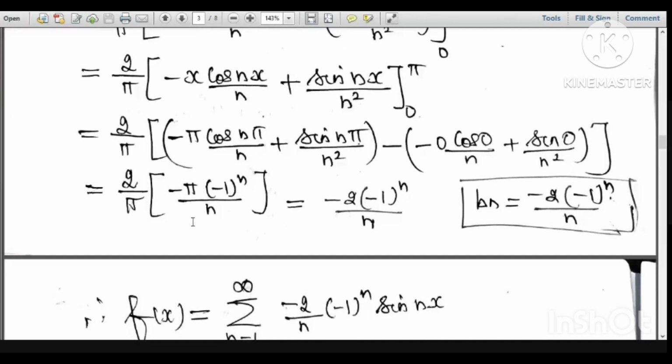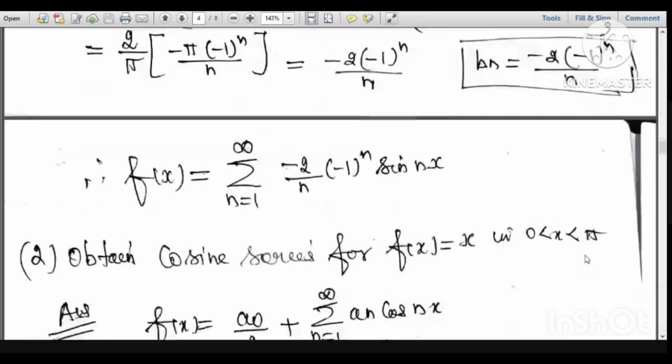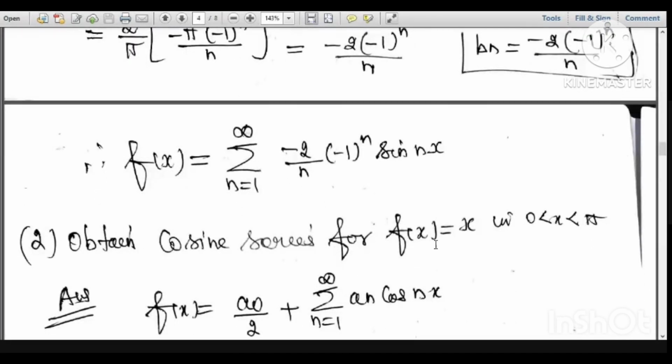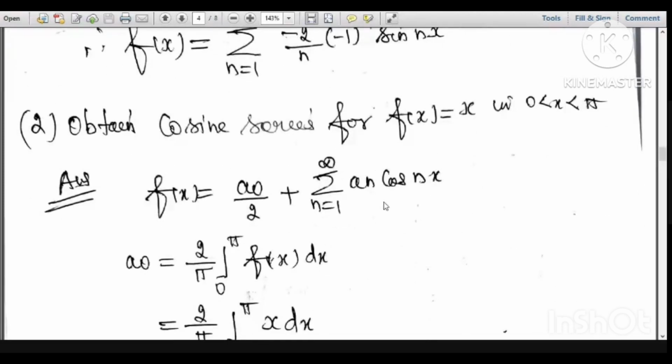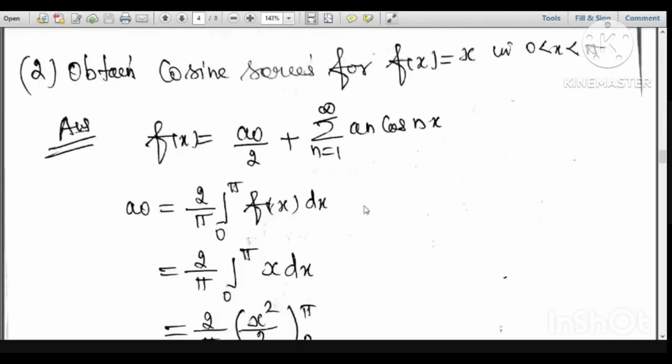So 2 divided by pi into minus pi cos n pi, which is minus 1 power n divided by n. So pi cancels, minus 2 into minus 1 power n divided by n. So bn is equal to minus 2 into minus 1 power n divided by n. So therefore f of x is equal to summation n equal to 1 to infinity minus 2 divided by n, minus 1 power n sin nx. This is the answer for this Fourier series.